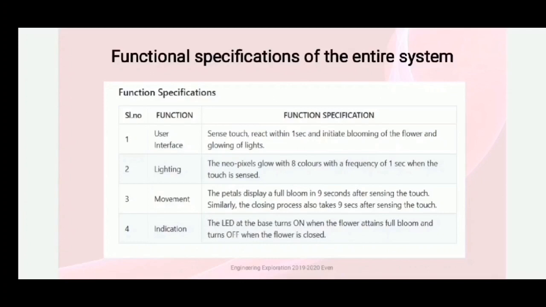In the third function, movement, the function specification is: the petals display full bloom in 9 seconds after sensing the touch. Similarly, the closing up also takes 9 seconds after sensing the touch. In the fourth function, indication, the function specification is the LED at the base turns on when the flower reaches full bloom and turns off when the flower is closed.